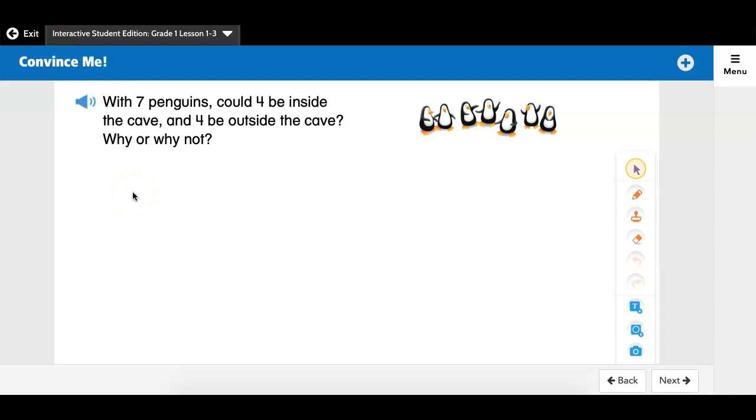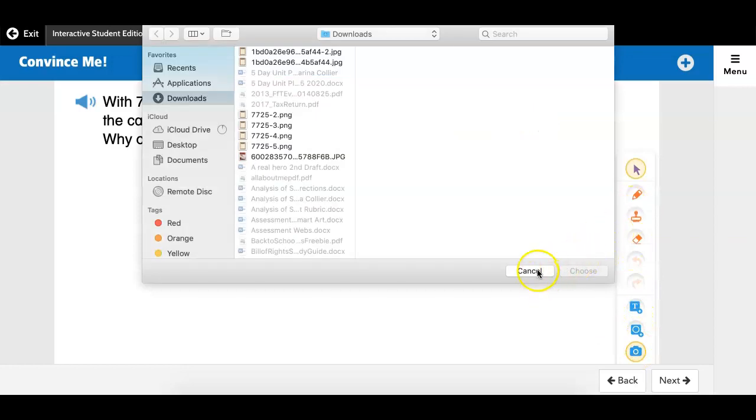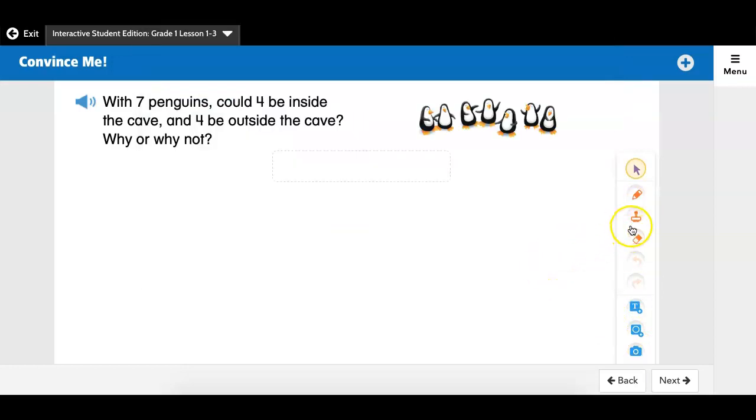On the same workbook page, so page 14, on our Convince Me, it says, with 7 penguins, could 4 be inside the cave and 4 be outside the cave? Why or why not? So let's think about this together. So if I were to have 7 penguins in total, I'm going to get some blocks to show this a little bit better.